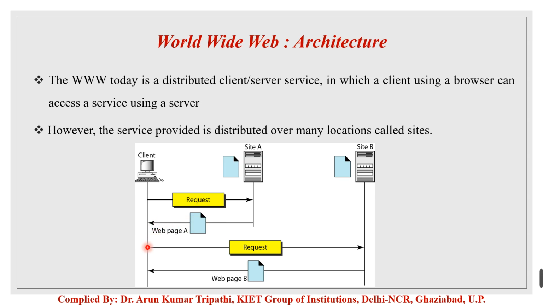Similarly, if the client requests the server B for a web page, the server will search for a particular website and it will respond back to the client. So this is simply a client server based architecture. Here it is a server, this is the client requesting the web page, and corresponding to that the server responds back with the requested page. However, the service provided is distributed over many locations called sites.